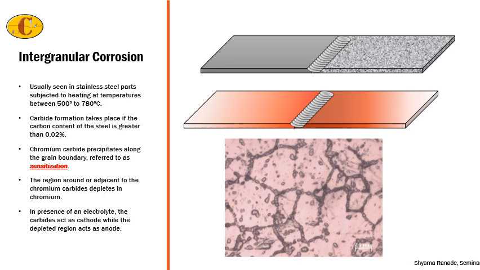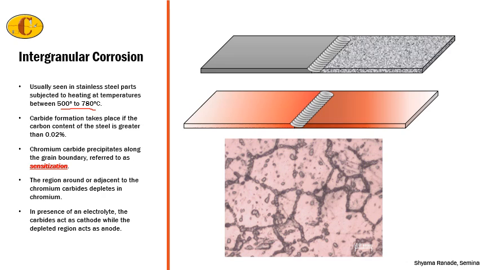The next type is intergranular corrosion. This is a really important type of corrosion for oil and gas industry. The reason is this corrosion occurs primarily in stainless steels, austenitic stainless steels, and it occurs in temperatures from 500 to 780 degrees Celsius, which are seen in many of the components in the industry.